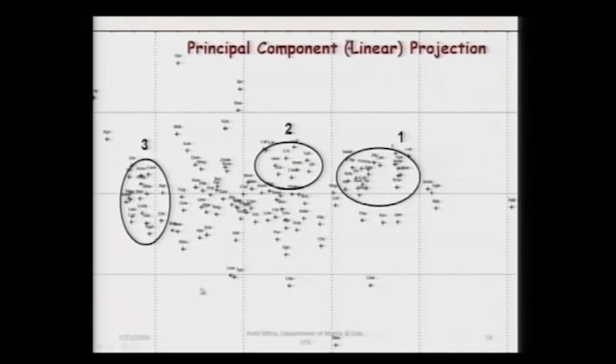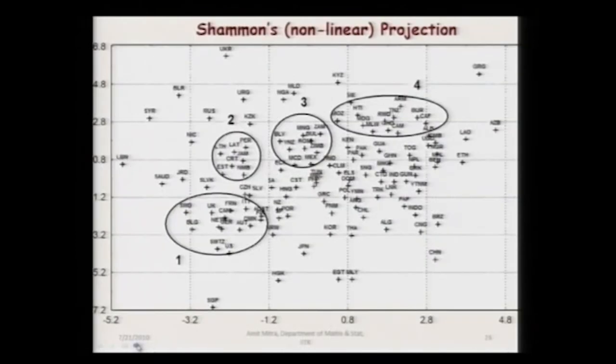So, we have this as the principal component projection of the same data, and we also have a nonlinear projection, the Sammon's projection of the same data, giving us also some rough clusters in the data. As we have learned, there are various ways of looking at these clustering patterns in the data. Once we have multidimensional data, we can look at the various options that are available.